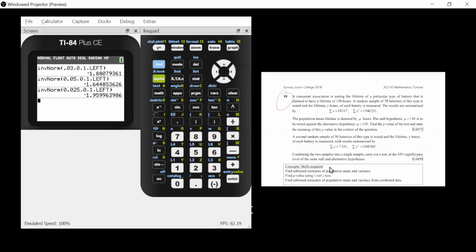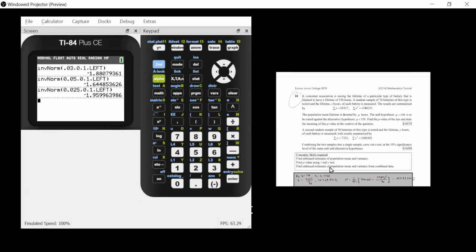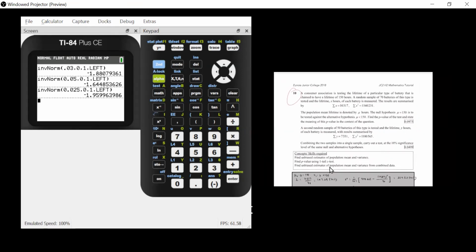Okay, moving on. Now, question 10. A consumer association is testing the lifetime of a particular type of battery, claimed to have a lifetime of 150 hours. A random sample of 70 batteries is tested. The data is summarized in those two. Population mean lifetime is denoted by mu hours. Null hypothesis is mu equal 150, tested against alternative hypothesis mu less than 150. Find the p-value of the test. State the meaning of this p-value in the context of the question. The meaning of p-value I mentioned at the beginning of the lesson.